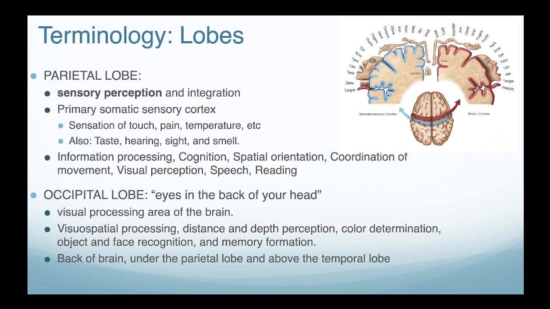Then your occipital lobe is going to be the region that is mostly responsible for analyzing visual information. So it's literally the quote-unquote eyes in the back of your head. So visual processing and also visual spatial processing. So that's going to be like depth perception, etc. Also color determination, face recognition, and that, of course, plays into memory formation as well.